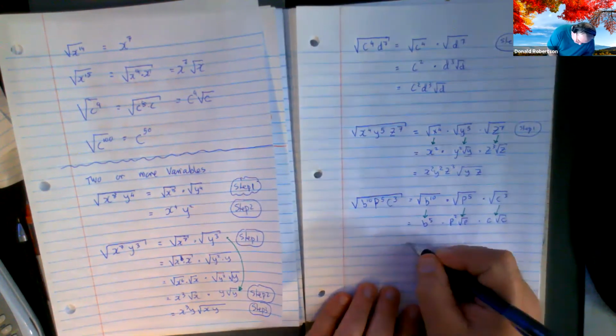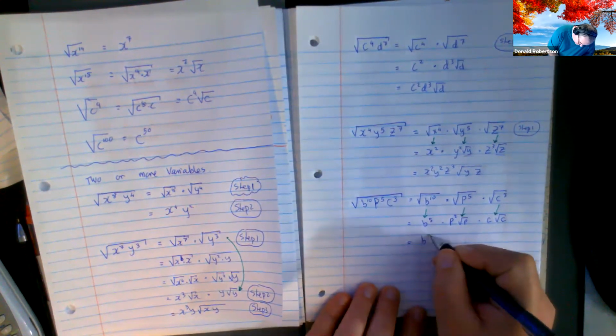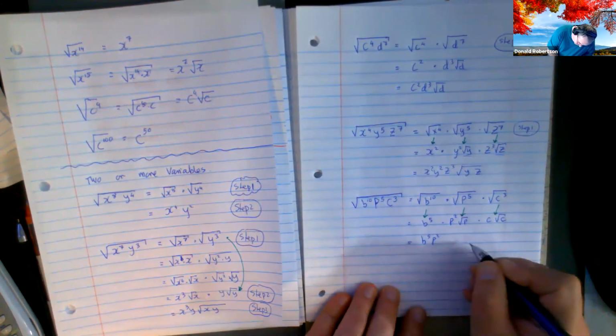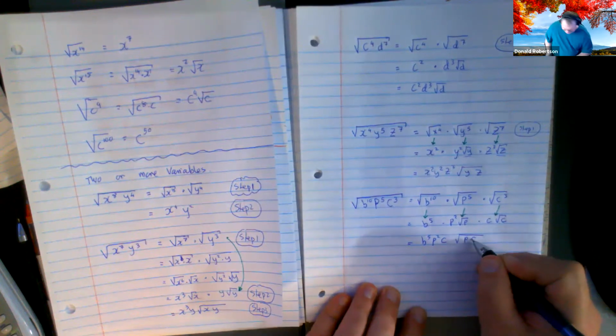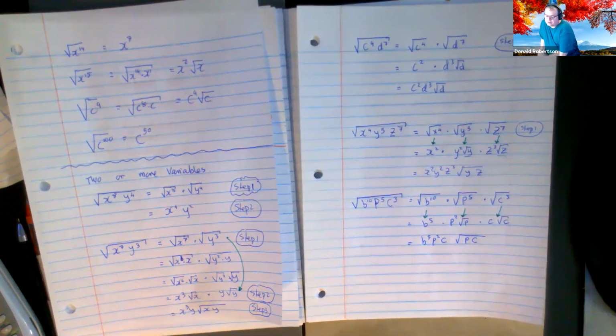And then to finish, all the nice variables go together. And the 2 square roots go together. We're good now?